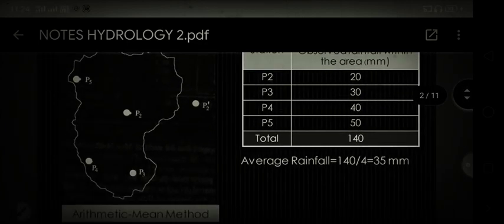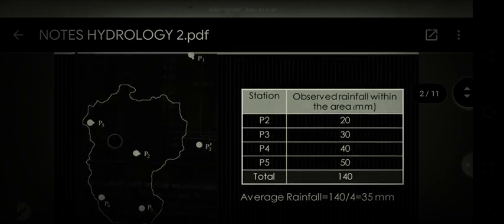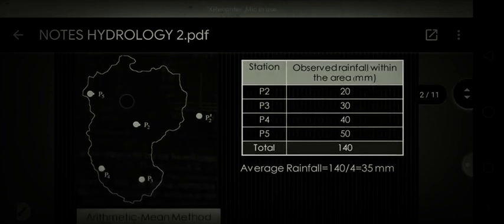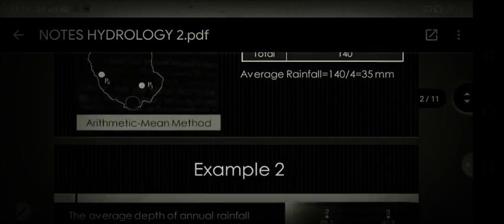If we take an example, we can see from this figure there are some rain gauges installed in this place, like P1, P2 and so on. So stations P2, P3, P4, P5 come under the area. We take those data: 20, 30, 40, 50, and the summation of these data is 140. So the average rainfall of this area as per the arithmetic mean method will be 140 upon 4, which gives 35 millimeter.